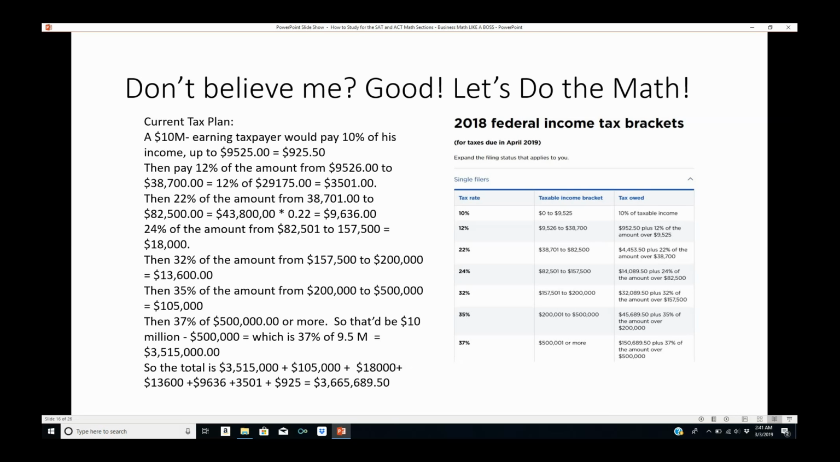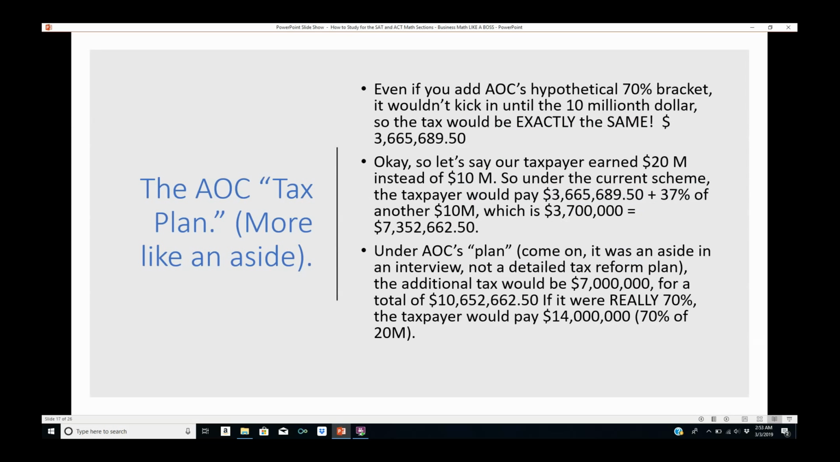So notice that you wouldn't pay 70% on everything. Even under the AOC tax plan, you would only pay 70% once you earned more than $10 million, and you'd only pay it on that amount. The reason I put it in quotes is that it's more like an aside in an interview. So even if you added her hypothetical 70% tax bracket, it wouldn't kick in until the $10 millionth dollar, so the tax would be exactly the same.